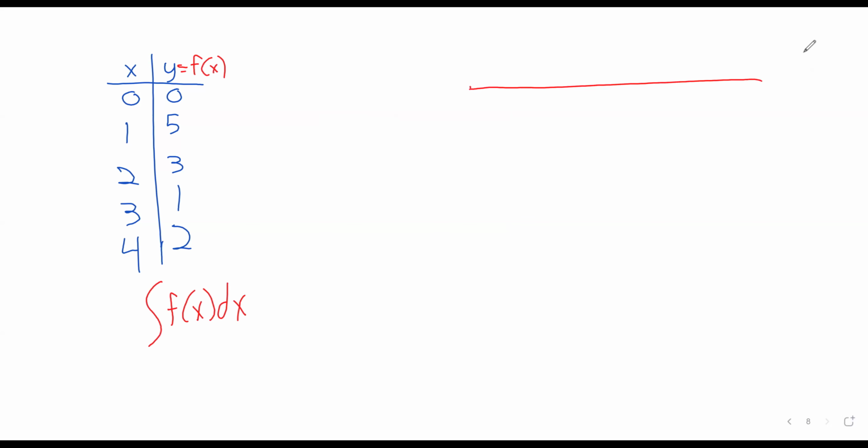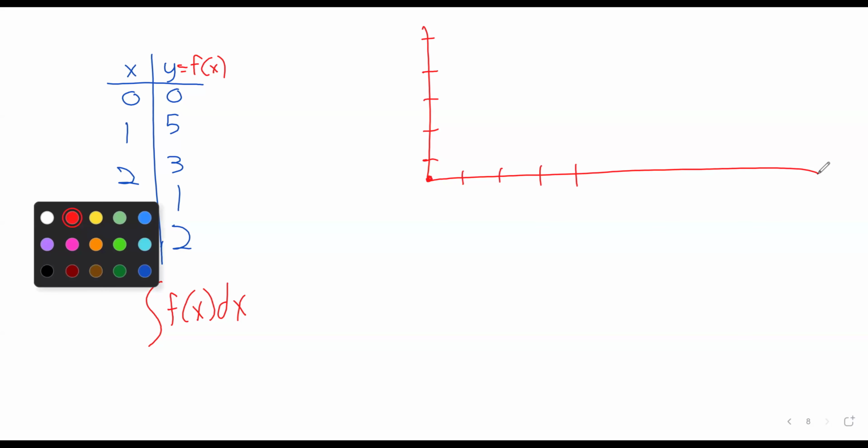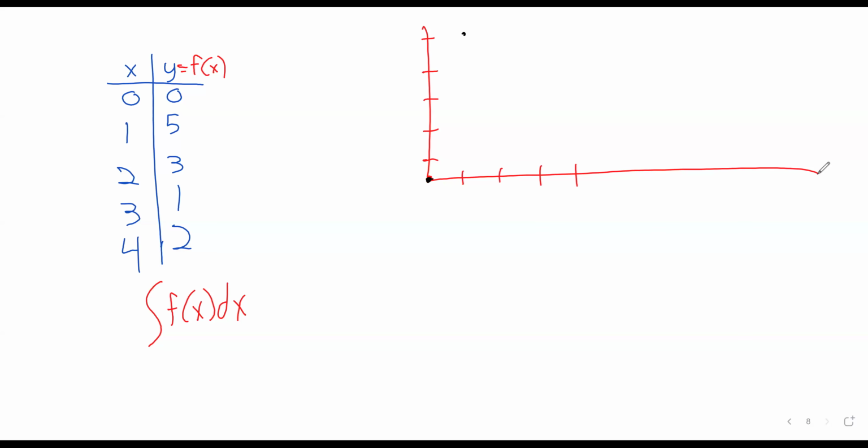Well, what we've got, let me change the scale a little. We'll just draw this on the Cartesian plane. 1, 2, 3, 4, 5. 1, 2, 3, 4. We've got the points (0, 0), (1, 5), (2, 3), (3, 1), (4, 2). And that's all we know.